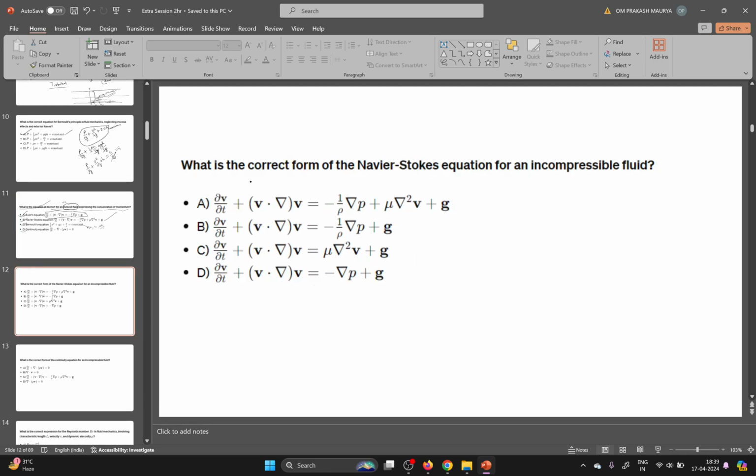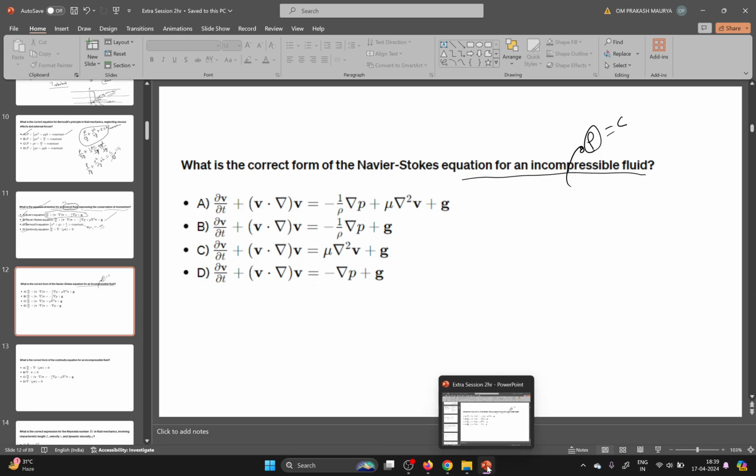Now, what is the correct form of the Navier-Stokes equation of an incompressible fluid? Remember, please, here rho is constant. So A, B, C, D. Which one is correct? Navier-Stokes equation.